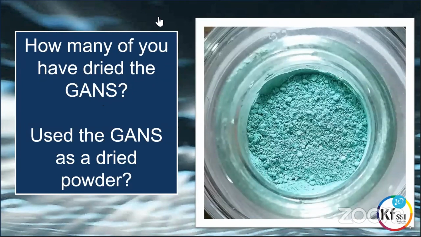Okay, so when you dry it, you've got to understand that you are taking your GaNs out of the environment of the water, and you are now placing it in the environment of Earth, which has a different magnetic gravitational field strength. So now we end up with the dried GaNs.